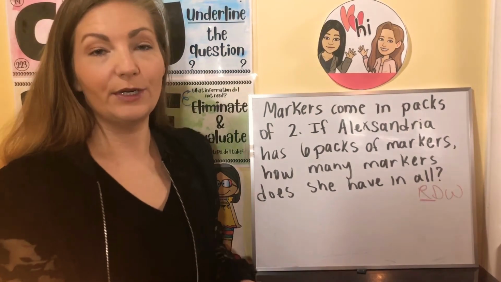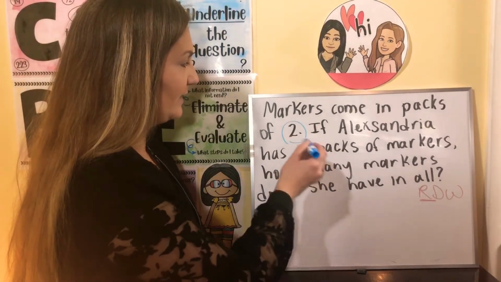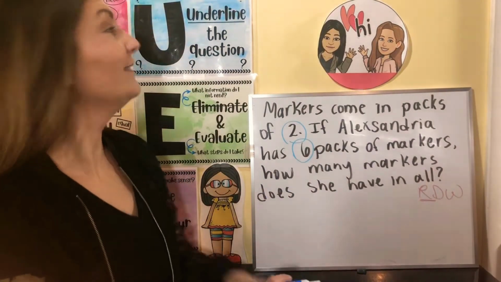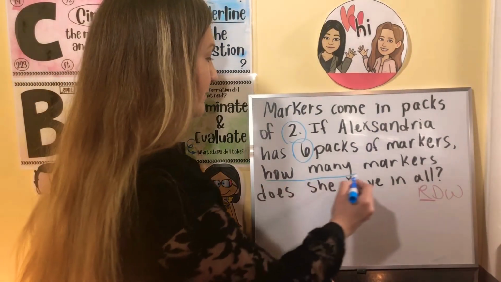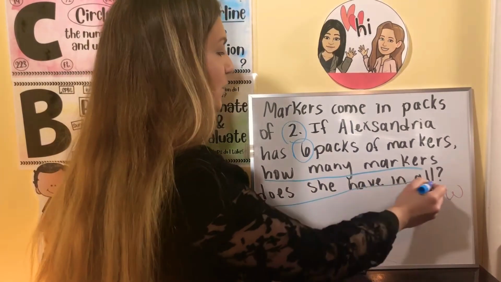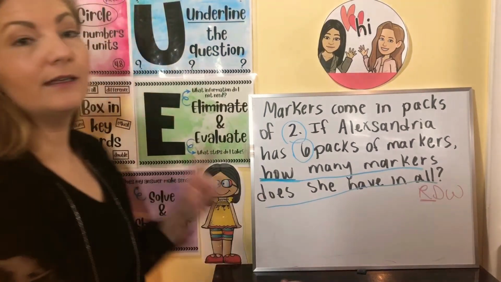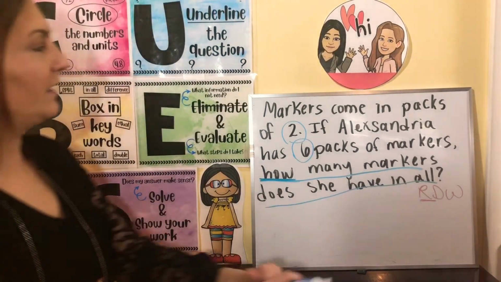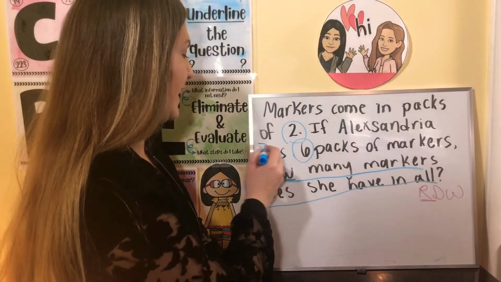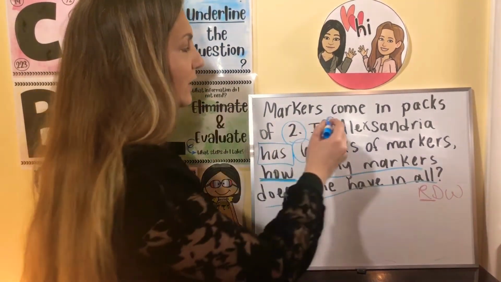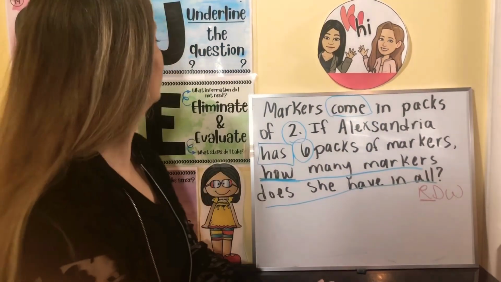What are our key numbers? You can say them out loud. 2 and 6. Moving on to U. How many markers does she have in all? What's the question word here? It was how. Moving on. Action words. Alexandria has. The markers come. They are packaged in packs of 2.